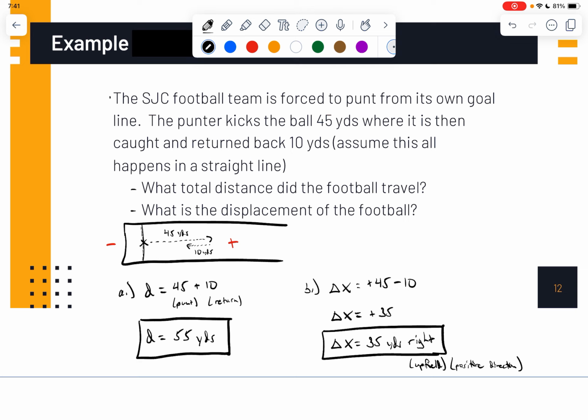So here, basically what our displacement is telling us is the overall net motion. If the ball starts at the goal line, it then gets punted 45 yards, and returned 10, that means the ball is going to end up at a position of the 35-yard line, which is what we're showing here. We're going from the goal line up to 35 yards at the very end of that motion.